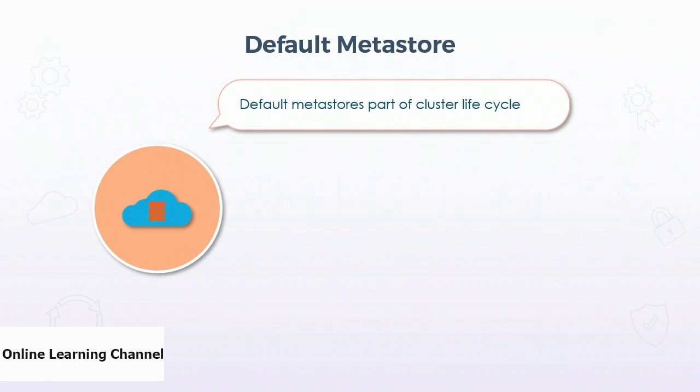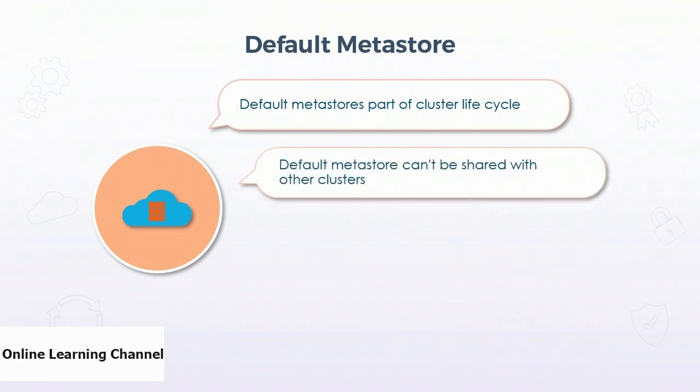Each cluster comes with a default Metastore. This default Metastore is managed along with the cluster itself. It's created when the cluster is created and deleted when the cluster is deleted. Therefore, it doesn't support any metadata that requires usage outside the lifecycle of the cluster itself. Because it's created and destroyed with the cluster, a default Metastore can't be shared with other clusters. In other words, its scope is a single cluster.